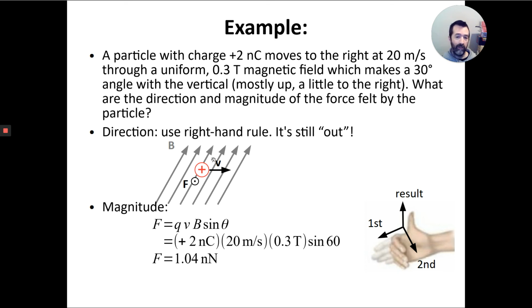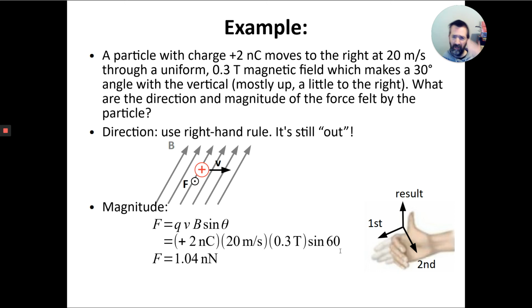But they still define the same plane as if the field was vertical. So that means that the force vector doesn't change. It still comes out of the screen. And then when I plug in numbers, the only difference in the calculation from last time is the angle. Instead of 90 degrees, it's now 60.